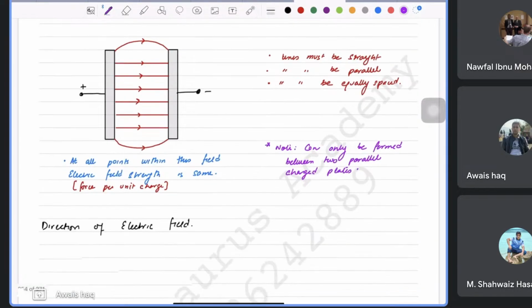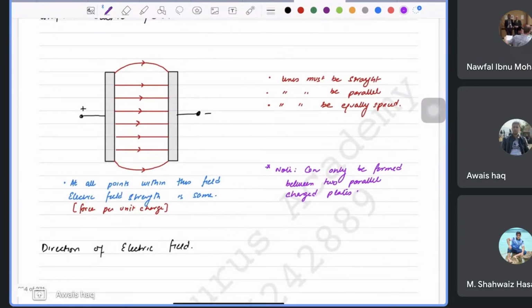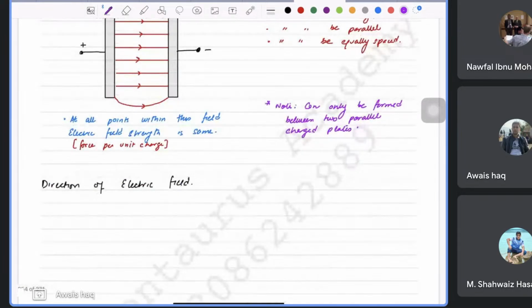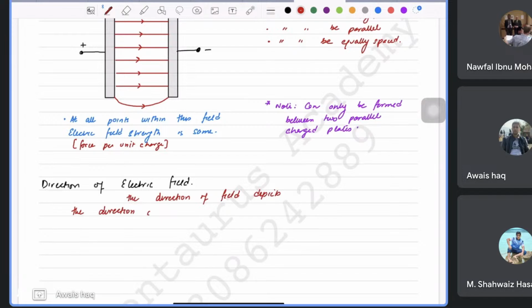Okay. Now then, why is this? The question is, why is this that the field is going from positive to negative? It could be negative to positive also. But the reason why field is this, because the direction of field depicts the direction of force on a stationary charge. Stationary positive charge. Positive charge means if you place a stationary positive charge, wherever it will go due to the force, that would be the direction of field.